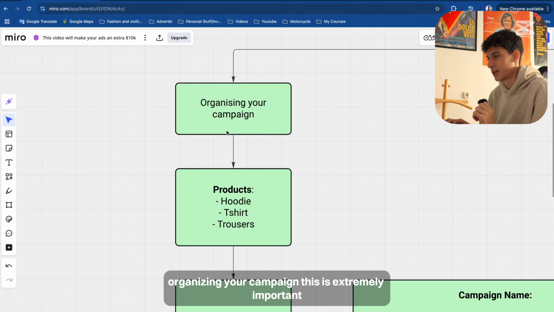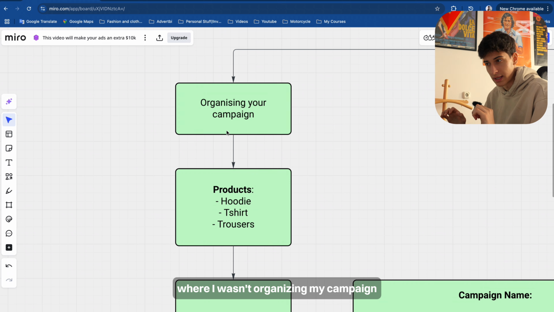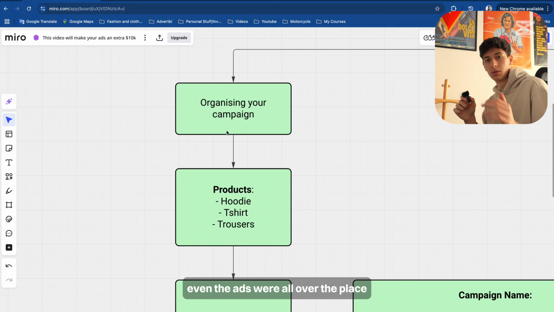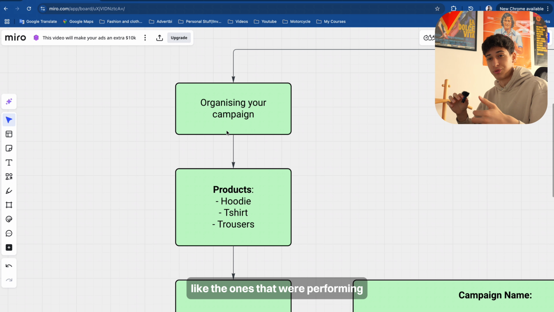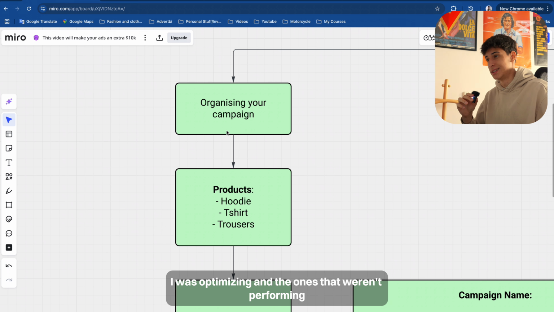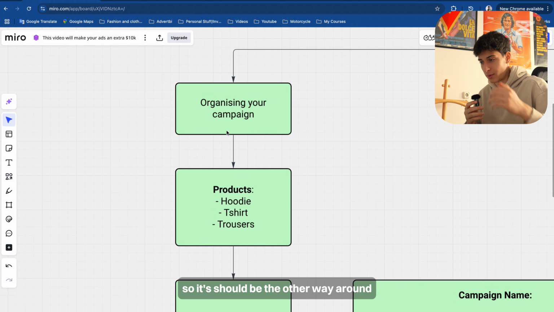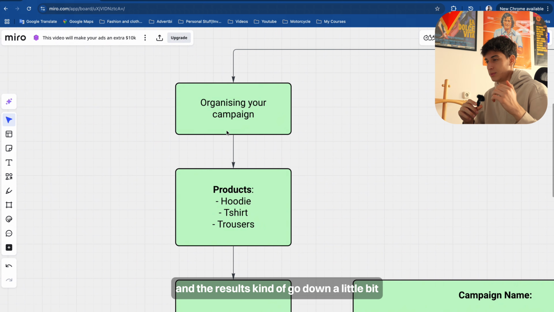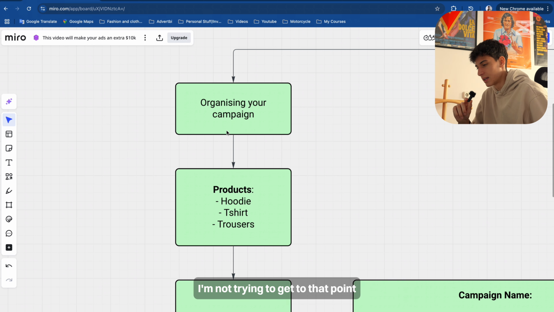This is extremely important. It has happened to me before where I wasn't organizing my campaign. All the names of the campaigns, ad sets, even the ads were all over the place. I was optimizing the wrong ads, like the ones that were performing, I was optimizing, and the ones that weren't performing, I was not optimizing. So it should be the other way around. The ads that do perform, just let them run until their fire is kind of out. Once you see they fluctuate and the results go down a little bit, that's when you can start to optimize. Anyways, I'm not trying to get to that point.